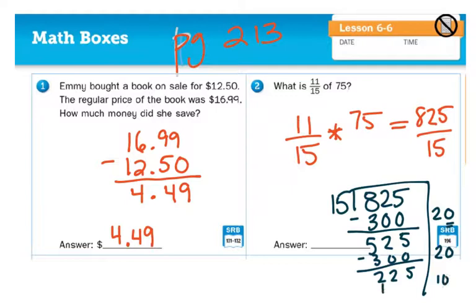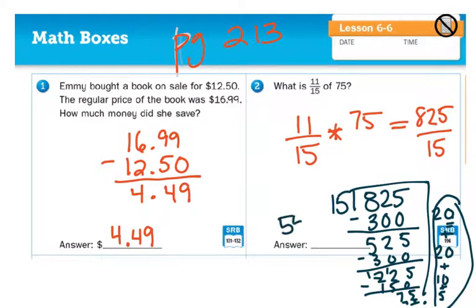Ten times is 150. And if I count up, it goes in there 5 more times because 15 times 5 is 75. So add up all of those. 20 plus 20 plus 10 plus 5 is 55.